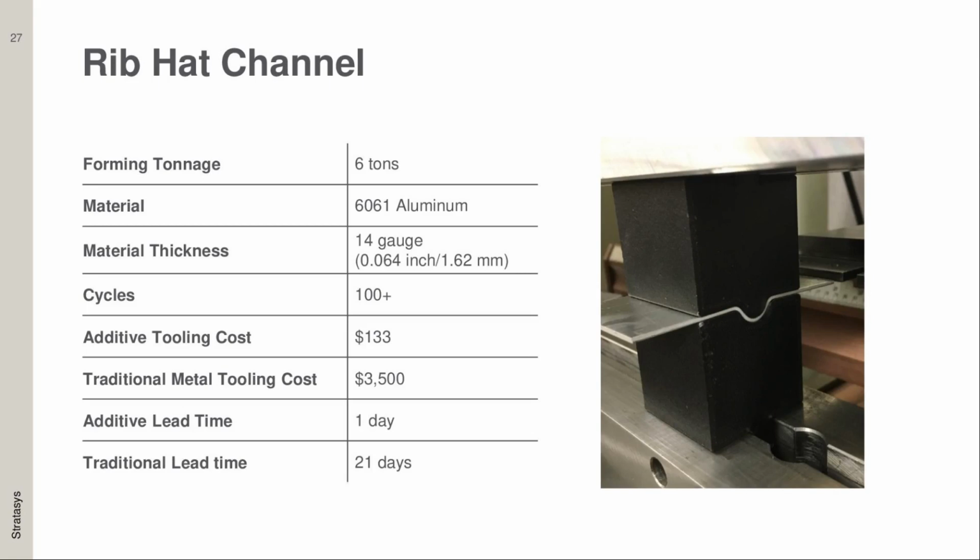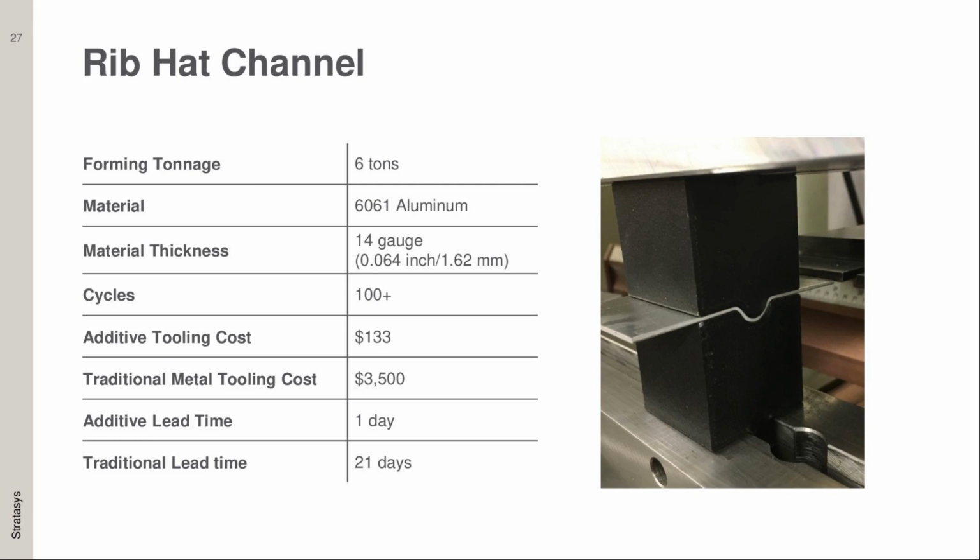Now, the final one, and this is more relevant data and testing to give you an idea of cost and lead time. This is a rib hat channel. So this is a 6-ton forming tonnage, 6061 aluminum, 14 gauge. And we ran this for 100 plus cycles.